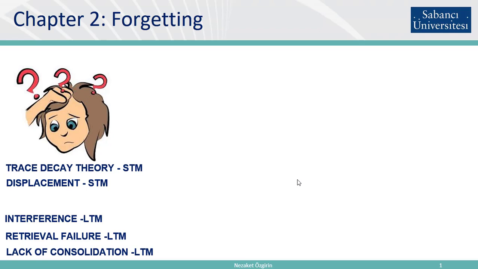Interference theory explains forgetting by relating it to interference or disruption of other memories. This may happen in two ways. Either previous learning can interfere with new learning, or new learning can result in confusion with previous learning, as Baddeley 1999 suggested. Retrieval failure occurs when memory cannot be accessed even if it is in long-term memory.